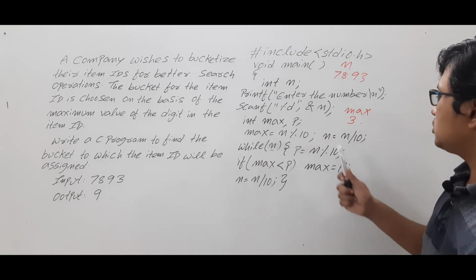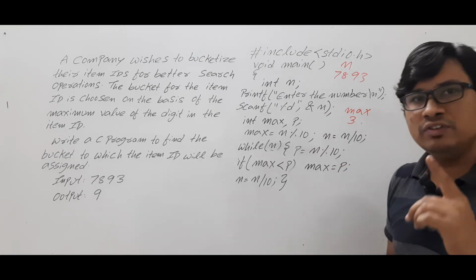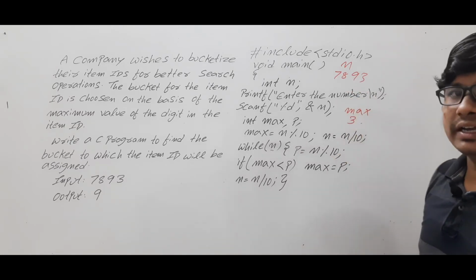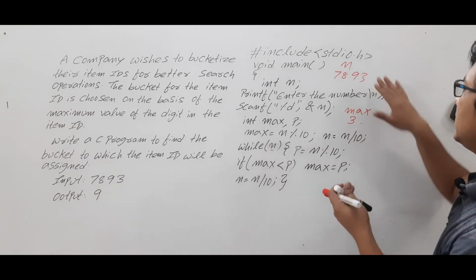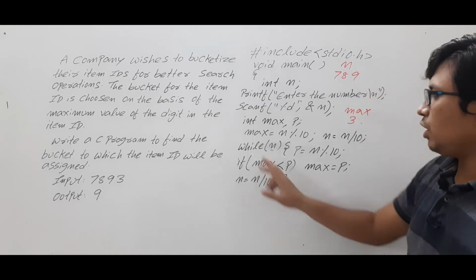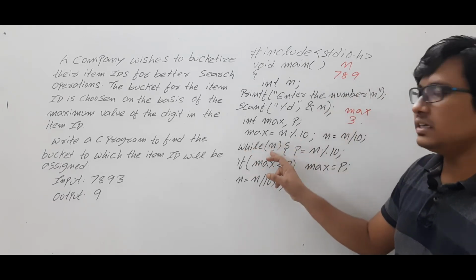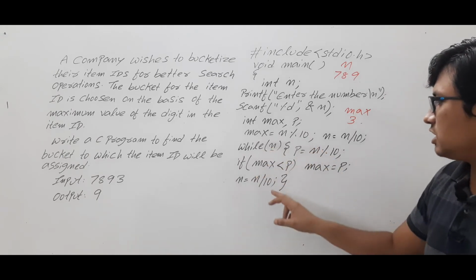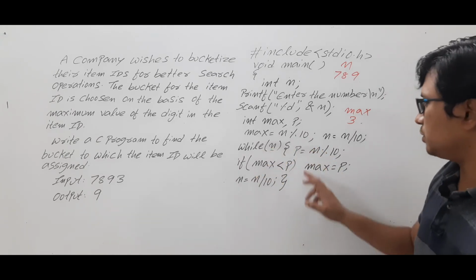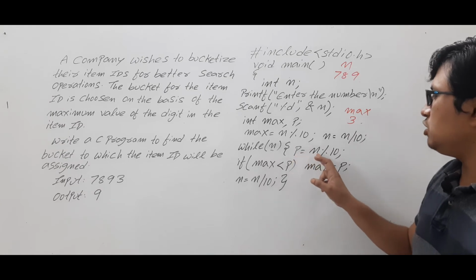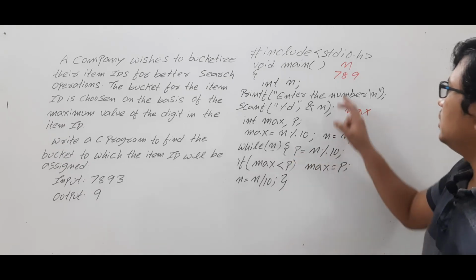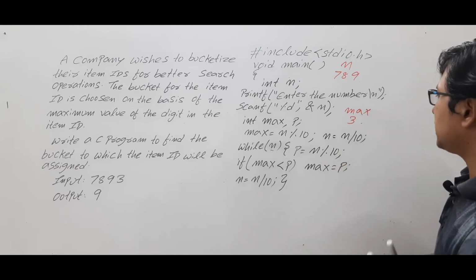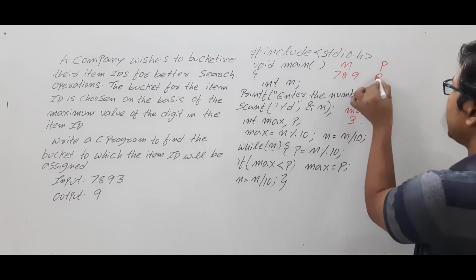Now n is equal to n by 10. The division operator always gives you the quotient. 7893 by 10, you will get the quotient as 789. Now while n, 789, is other than 0, this condition is true. If this condition is true, the statements will be executed. What is the first statement? P is equal to n modulus 10. What is n? 789. 789 modulus 10, you will get P is equal to 9.